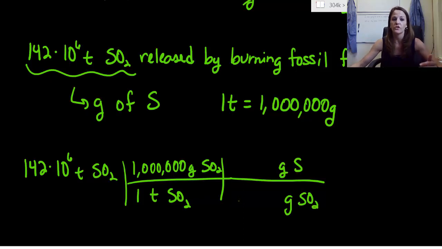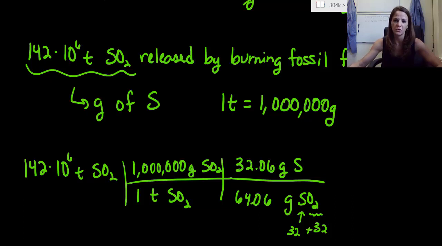So we know that the molar mass of SO2 is going to be 64.06 grams. Where did I get that number? We have the atomic mass of sulfur, which is about 32, and then we have the atomic mass of oxygen. It's 16 per each oxygen atom, so 32 total. 32 plus 32 gives us a value of 64. Now, our atomic mass of sulfur is just 32.06 if we want to be specific.